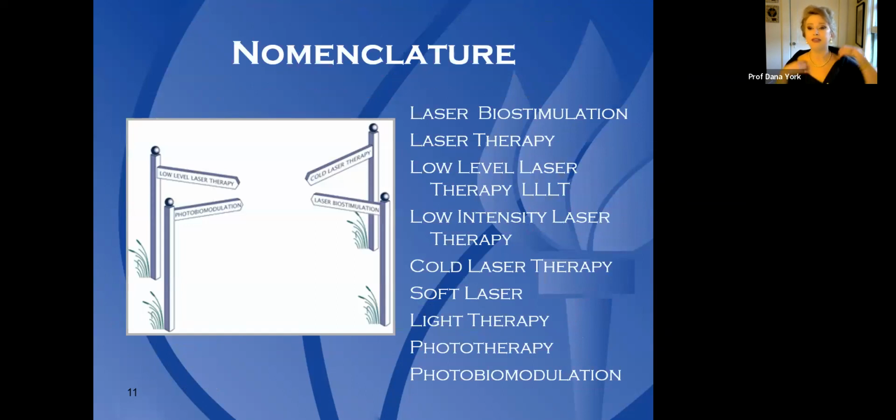Now, over the years, laser therapy got all kinds of names depending on where it was used: in Brazil, in North America, in Asia, or in Europe. Each of those names refers to the same thing: photobiomodulation, laser therapy, cold laser therapy, soft laser. Why cold? Because it doesn't have heat. Why soft? Because it's low frequency.